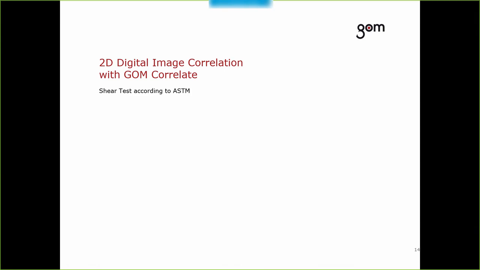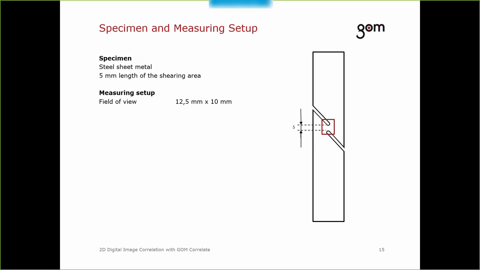The next example we would like to show is a shear test according to ASTM. As you may know, there are many shear test geometries today, and due to the limited time we have right now, I'm not going into more detail for shear. For more information about shear tests, you can find the recording of the webinar Optical Metrology for Shear Tests, which you can find on youtube.com/GOM Metrology.